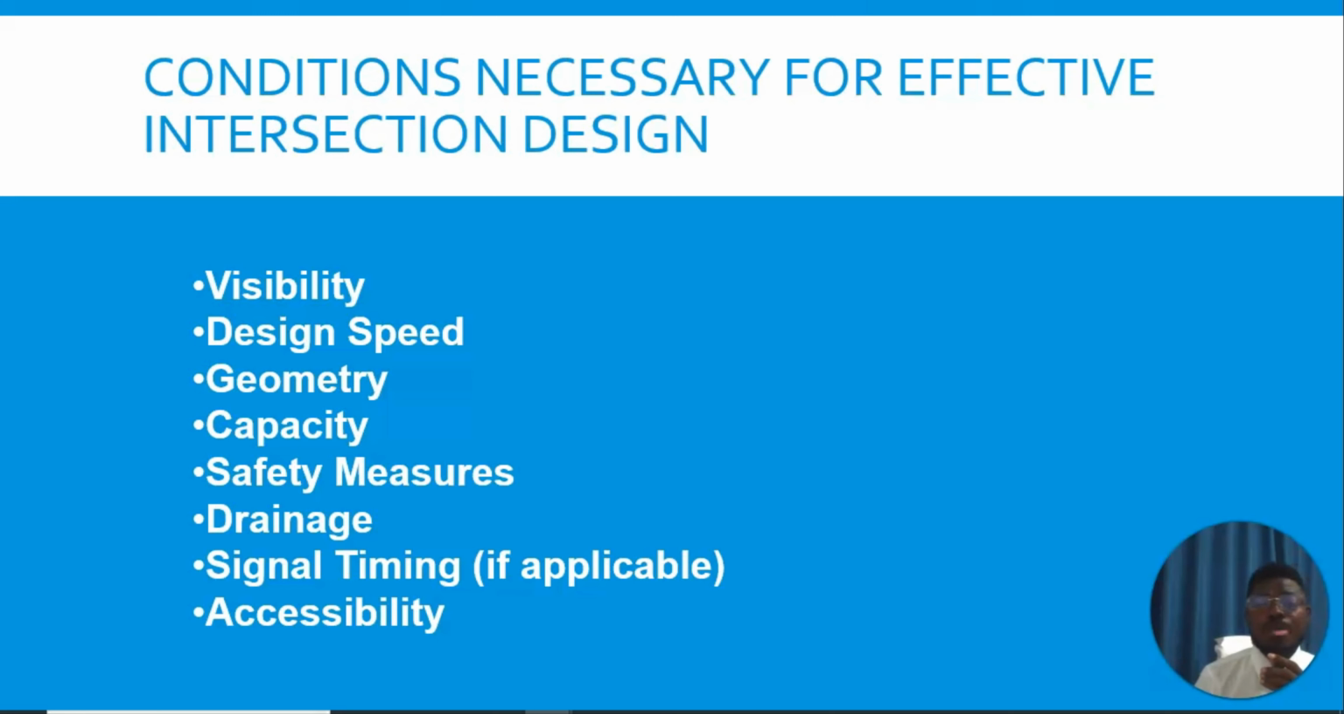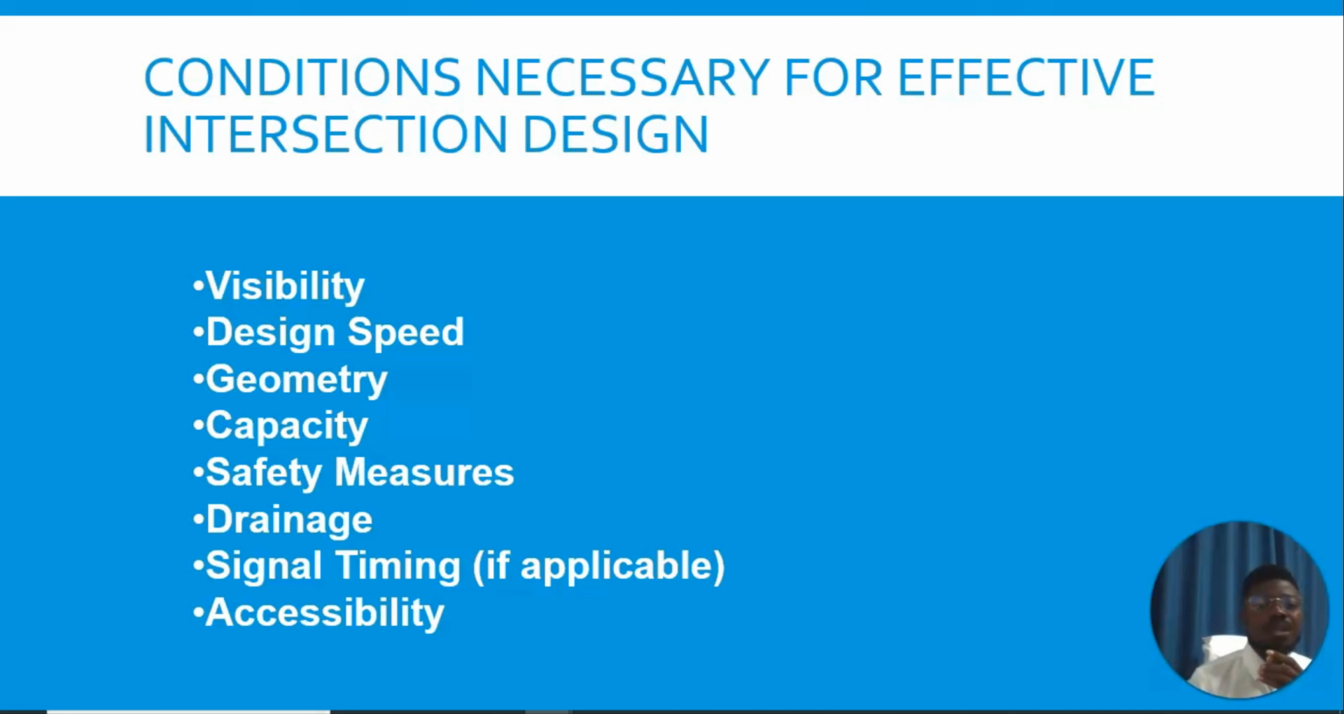Then the next point is the capacity. Capacity talks about the ability to accommodate traffic efficiently, and it's much more important during peak hours. Peak hours help us to know if a road intersection can actually effectively accommodate traffic. It is not what the intersection can do at off-peak hours, but we are much more concerned: can it also replicate the same effectiveness during the peak hours? So that is a condition that is also necessary during the intersection design.